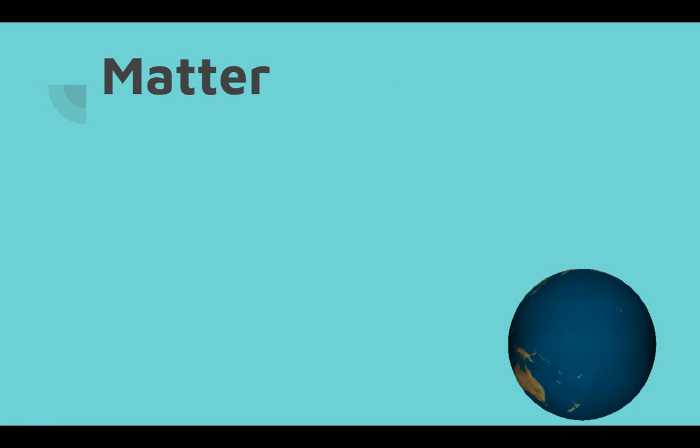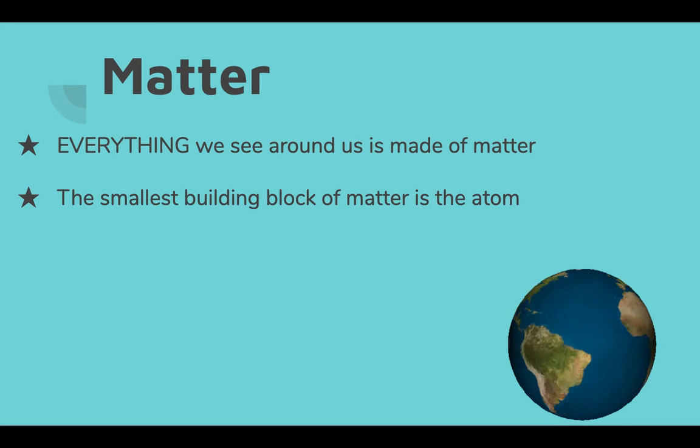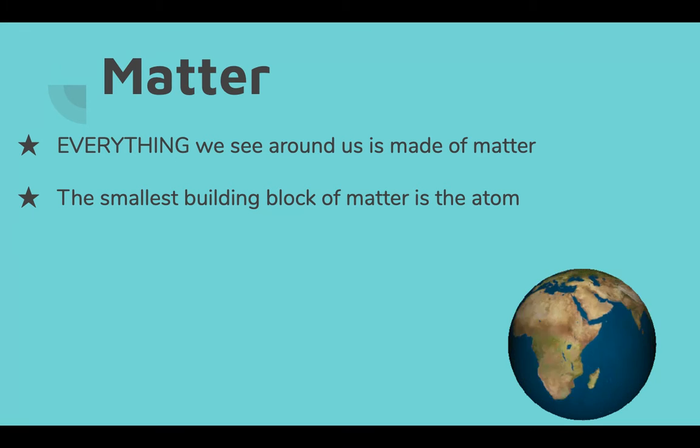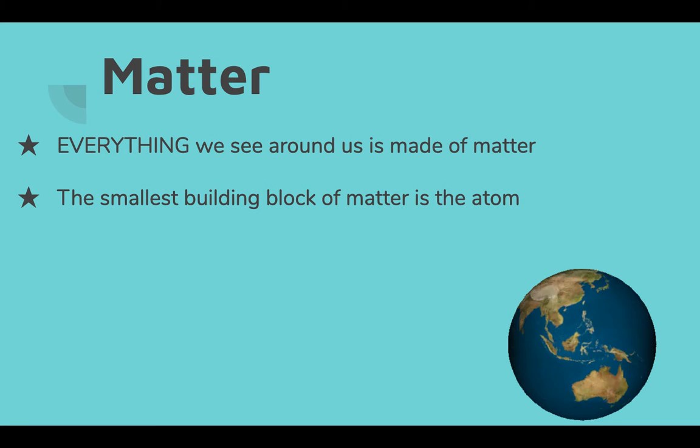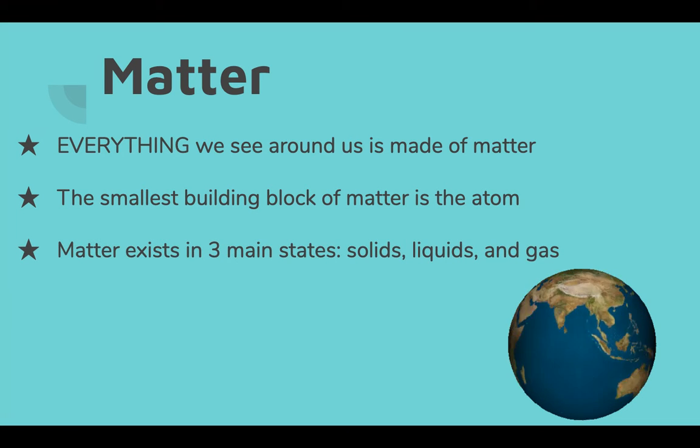All right. So before we get started, let's just really quickly go over matter. We've talked about matter pretty much since day 1. We know that everything that we see around us is made of matter. The computer that you're looking at, the phone that you might be looking at, the bed that you're sitting in, the chair that you're sitting at, everything is made of matter. The smallest building block of matter, so the smallest piece of matter that you can get, is an atom. Right? We know that an atom is the smallest building block of matter. You need more than one atom to create molecules. Molecules create everything else. We also know that matter exists in 3 main states: solids, liquids, and gases.